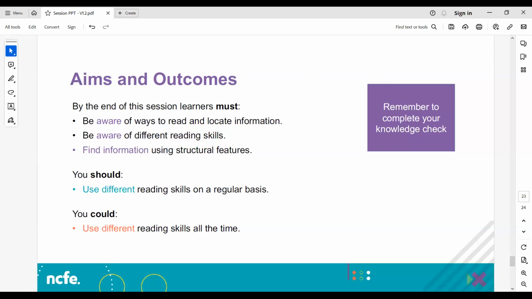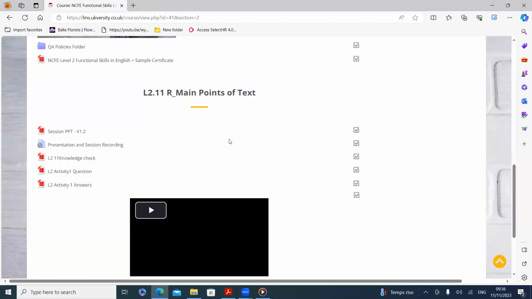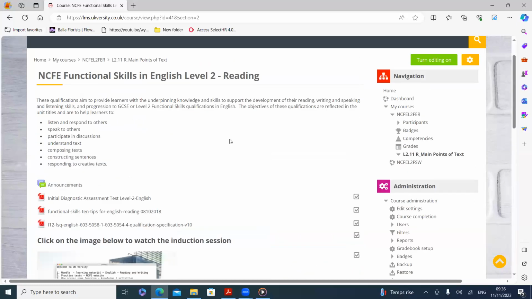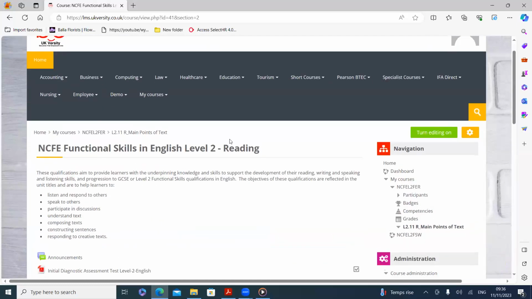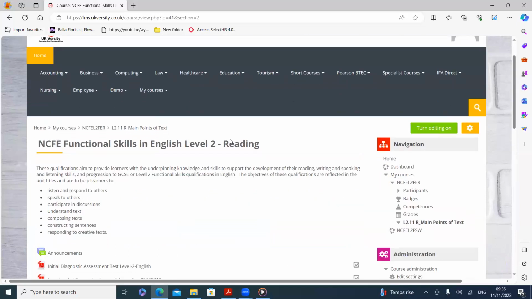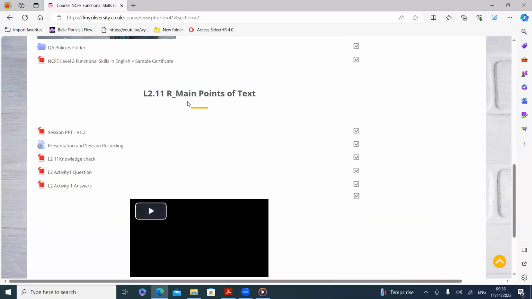Right, so it's asking me to, oh no, it stayed. So can you see here, I'm on the UK Versity Moodle there. Can you see that? Yeah. So I've shared the right thing, just check. So this is our session today. Main points of text.